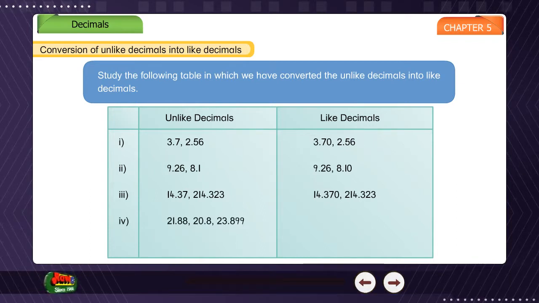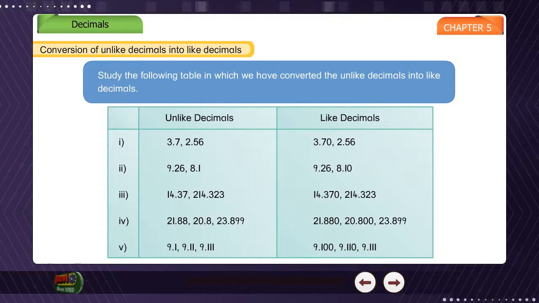4. 21.88, 20.8, 23.899. 21.880, 20.800, 23.899. 5. 9.1, 9.11, 9.111. 9.100, 9.110, 9.111.